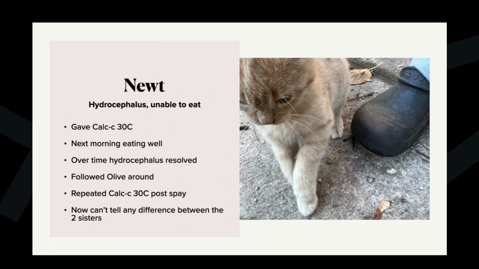Next morning, eating well. Over time, the hydrocephalus resolved, completely resolved. She would just follow the other kitty around, Olive. We did repeat her Calc Carb 30C after her spay. They really didn't want any more cats on the farm. And now you can't even really tell the difference between the two sisters. It took 2 doses of Calc Carb 30C for a hydrocephalic kitten with an open fontanelle to be fine, even after a spay. I mean, that's pretty remarkable, isn't it? Yay. Thank you, Hahnemann.